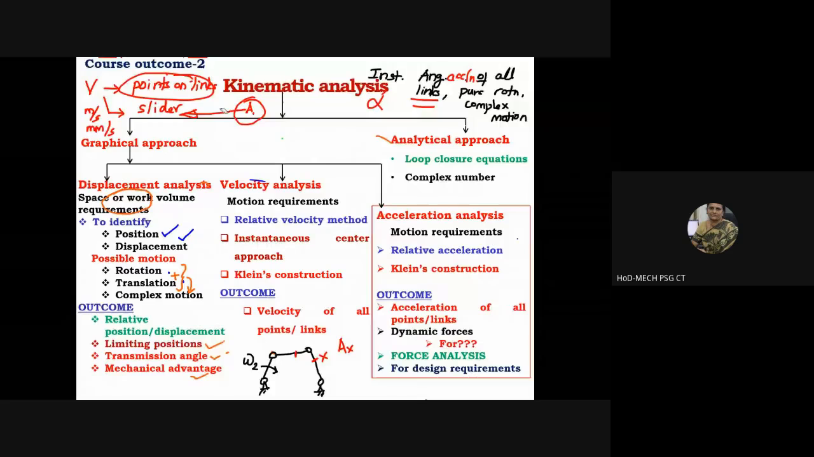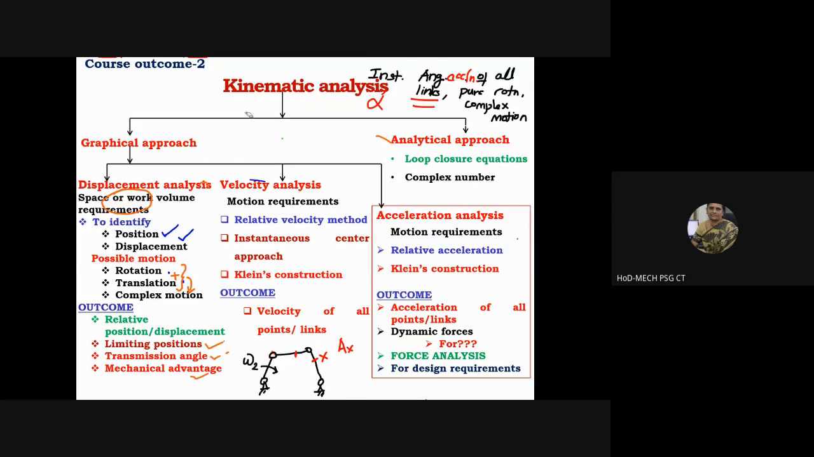So what is kinematic analysis? Kinematic analysis is the analysis of motion characteristics of a mechanism. It can be carried out after a synthesis process is over, or it can be carried out on any existing mechanism also. So kinematic analysis requires the mechanism to be already synthesized.